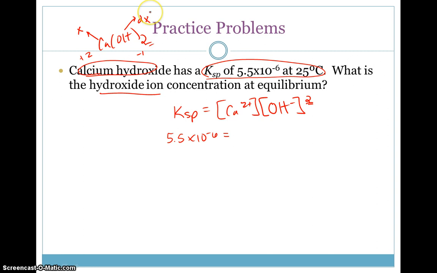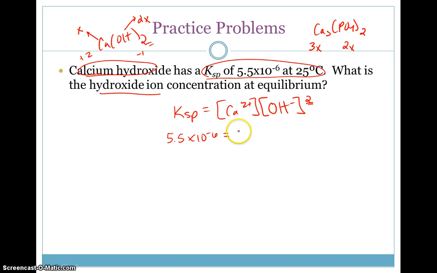If I had, let's say for example, Ca3(PO4)2, my Ca would be 3X and my PO4 would be 2X. So just know that however many ions you have, that would be how many X you have in your equilibrium expression. Now I'm going to plug those in.